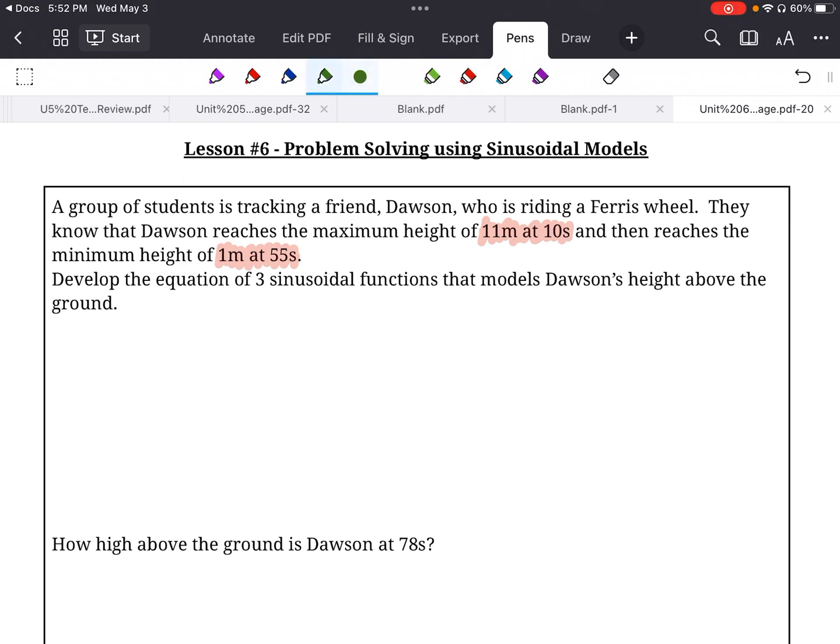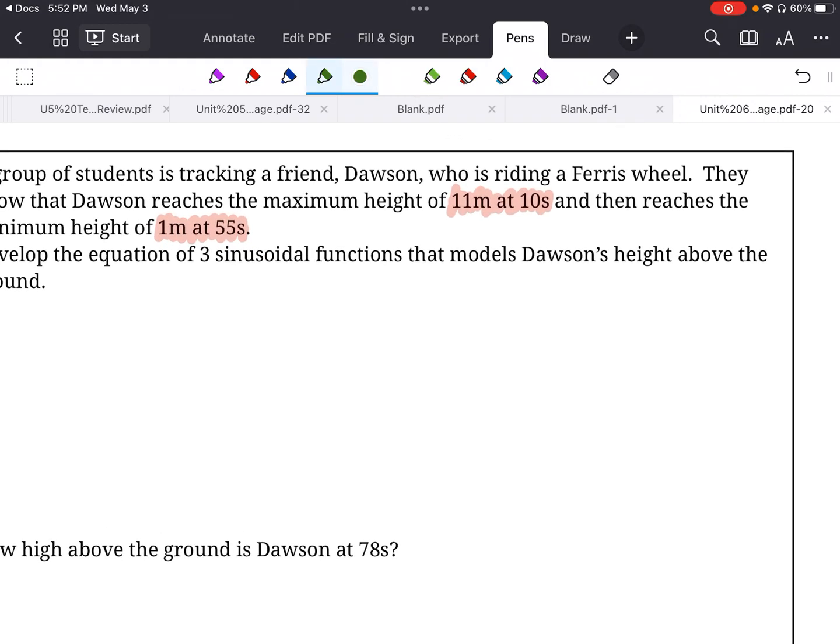So the first thing we need to do is picture the Ferris wheel. It has a maximum of 11 meters and it happens there at 10 seconds. And it reaches the minimum after 55 seconds. So from maximum to minimum is 45 seconds, and then from minimum back up to maximum, another 45 seconds. So we can determine that the period equals 90 seconds.